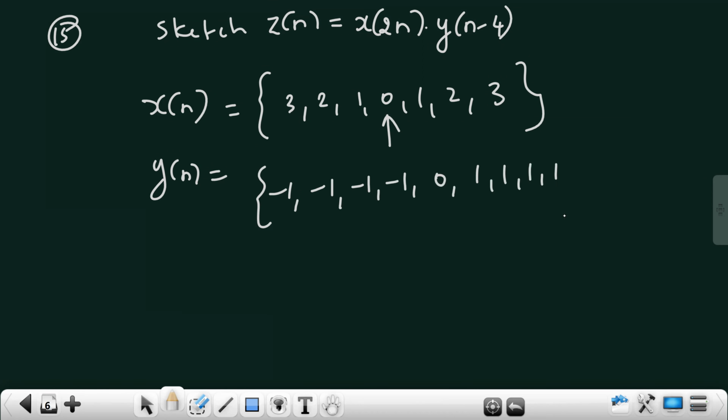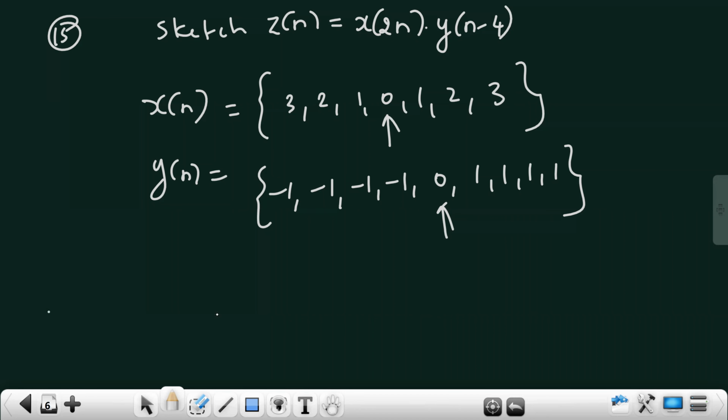Similarly, you have y of n like this. Here also under 0 you are having an arrow mark. So both x of n and y of n are given to you in the form of a set. So from the set you need to draw the graph, then perform the corresponding operations x of 2n and y of n minus 4, and then multiply to get the final signal z of n. First I will be plotting x of n.